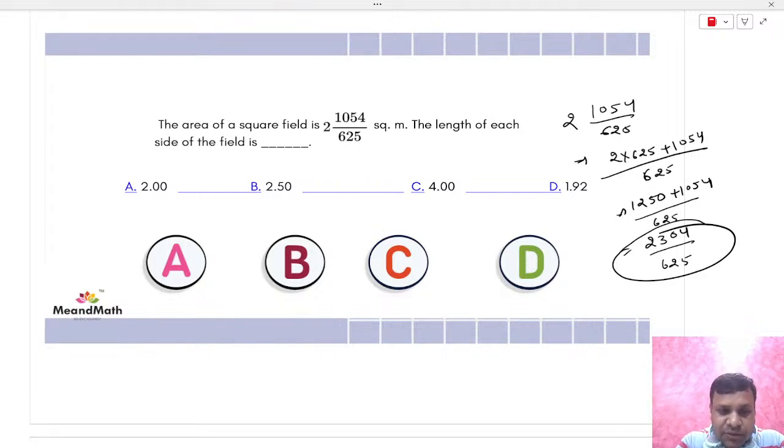Now is it clear? The question is clear. What is the question asking about? Is the question clear? Say in the chat box yes or no. Write in the chat box, the question is clear or not? Fast. You guys are very slow.